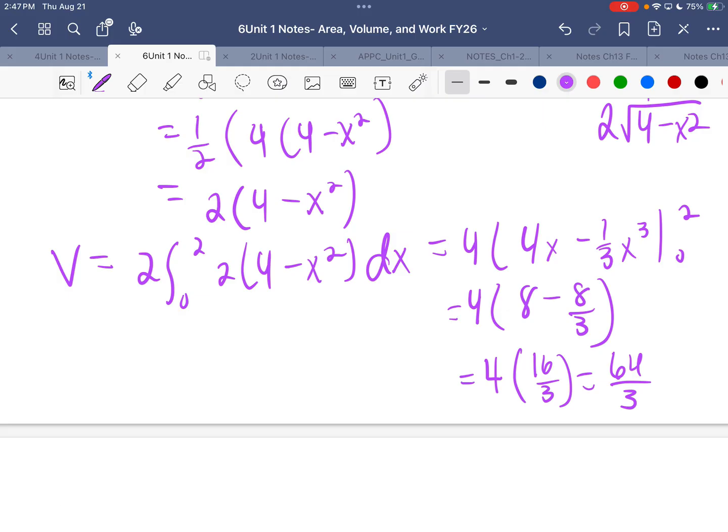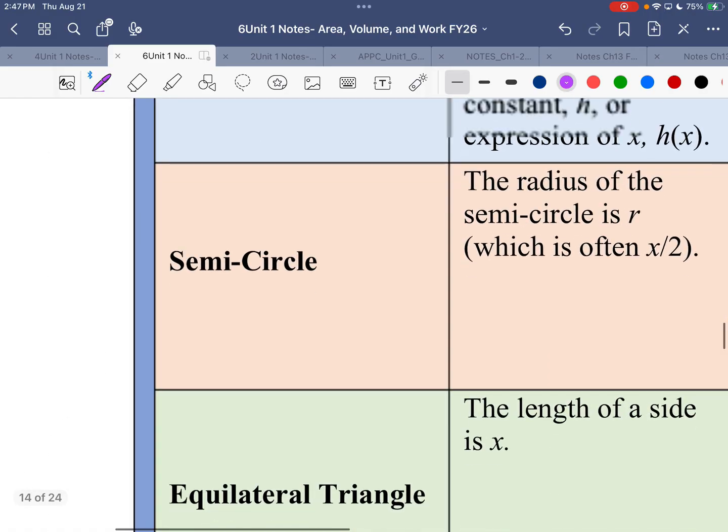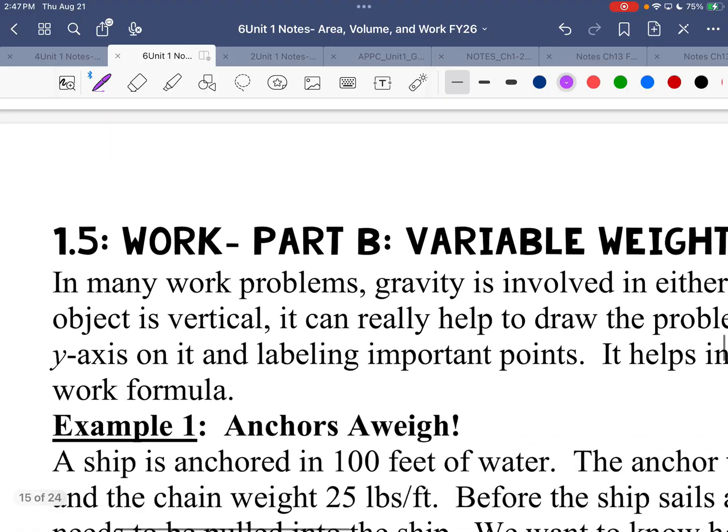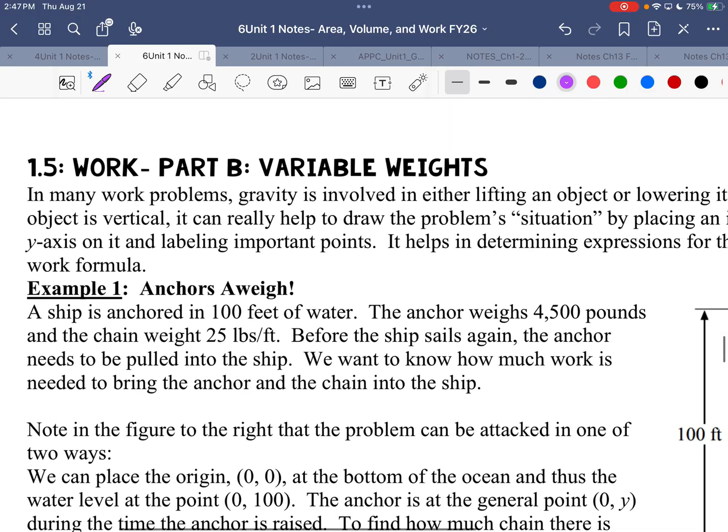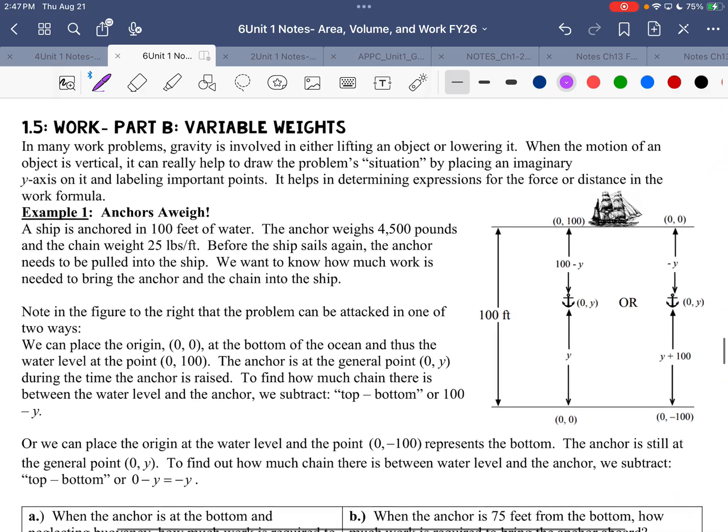Okay, so the next page is for our friends who are great at memorizing. That is not me. And then let's do 1.5. So 1.5b, as in the best. I like this section. Okay, 1.5, varying weights. Let's zoom all the way up.